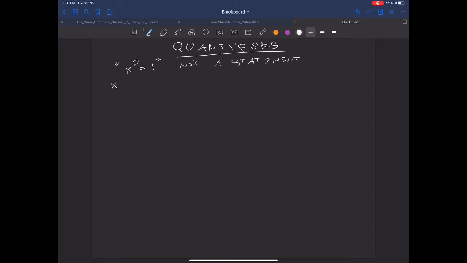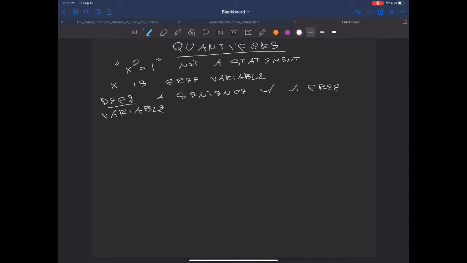So the x here is what we call a free variable, because it's really the value of x that is making this not a statement. If we were to fix the x or say something about the x, then we would have ourselves a statement. So we say that a sentence with a free variable is called a predicate. All right, so this is what a predicate is.